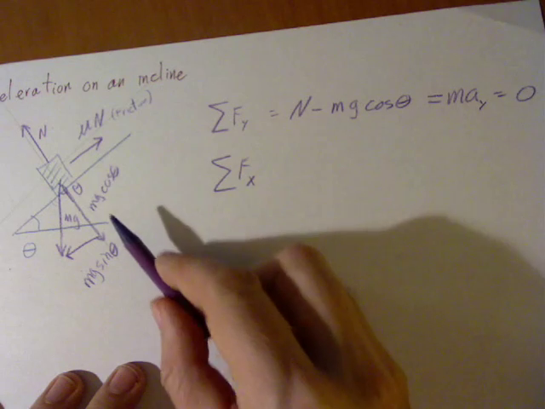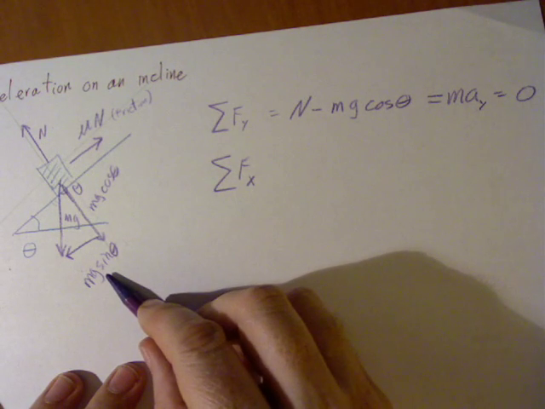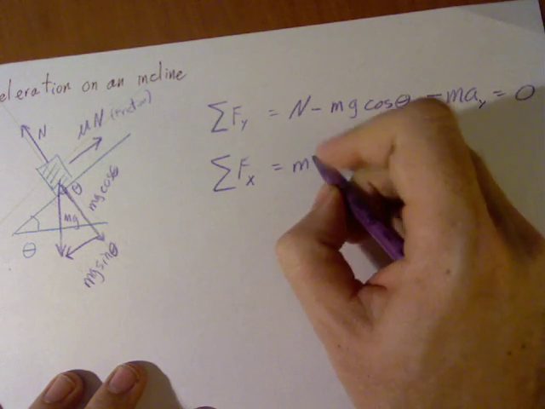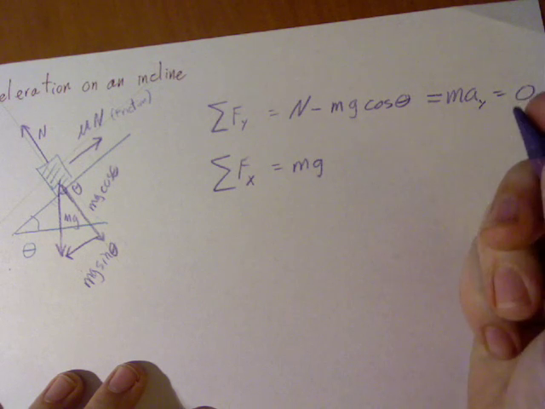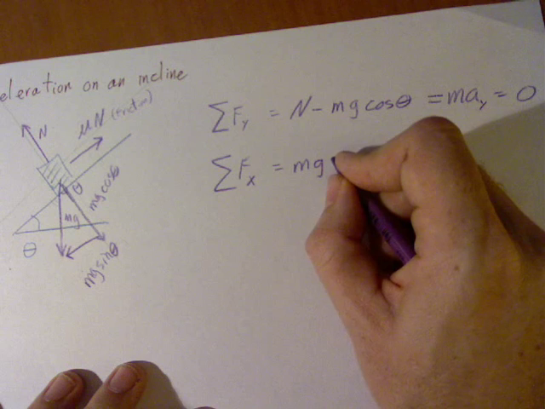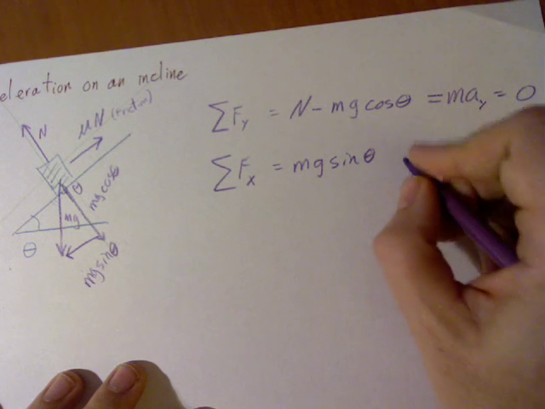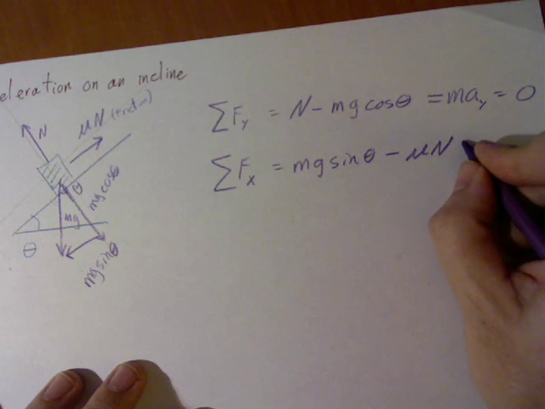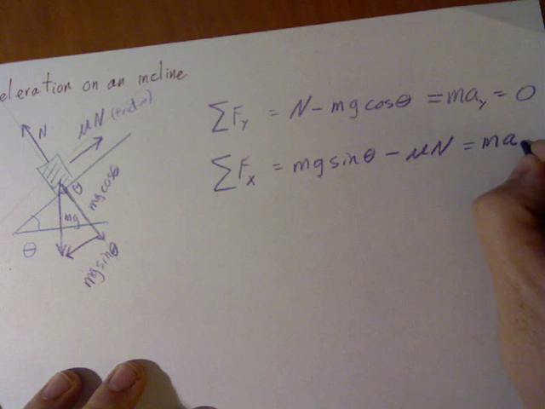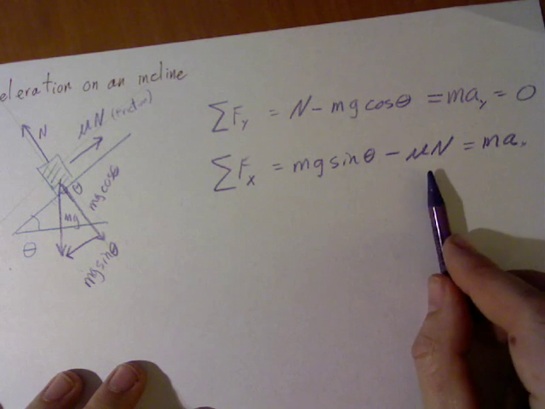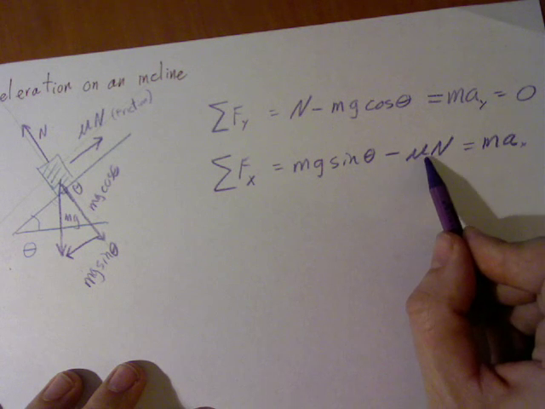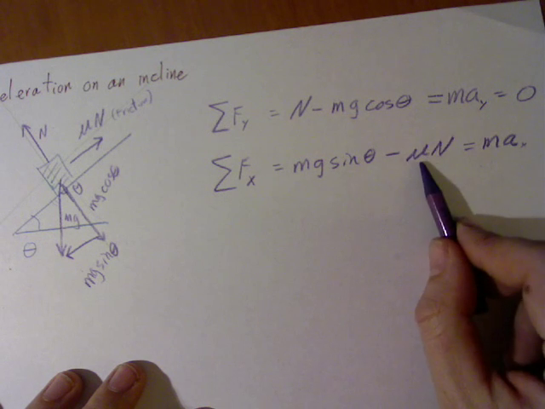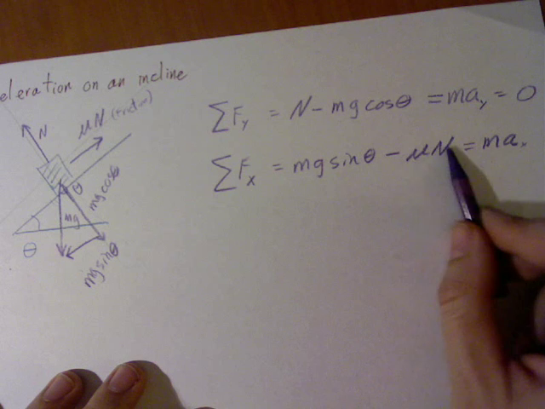Now, forces in the x direction. We have mg sine theta. I'll call that our positive direction, because that's the direction that's going to be accelerating. Blocks slide down inclines. Mg sine theta minus mu n equals mass times acceleration. If there is no friction, our coefficient of friction is simply 0, and we can just forget this whole term, because that's a 0. Anything times 0 is 0. So we can ignore it.